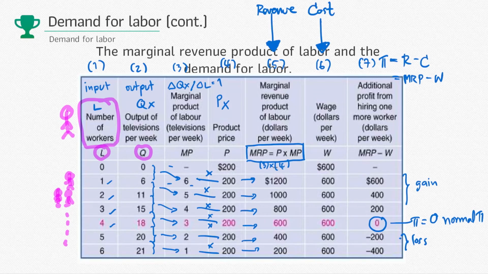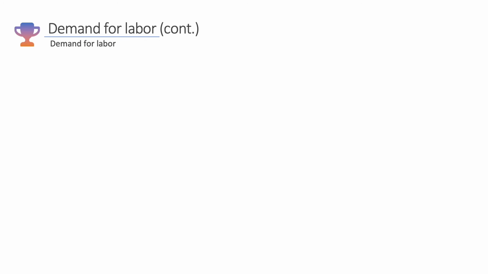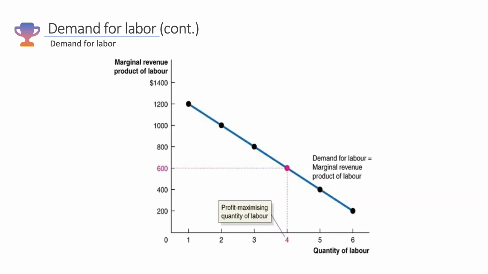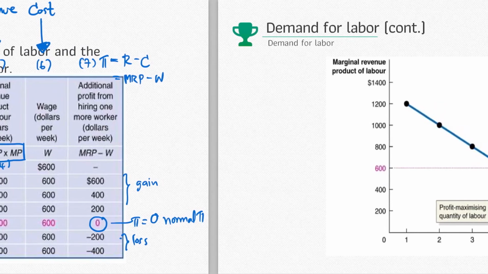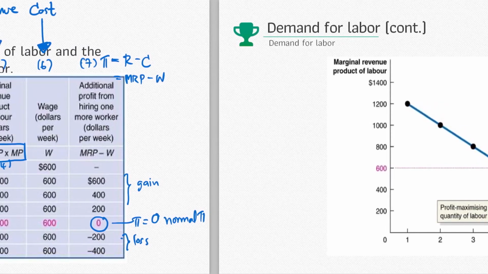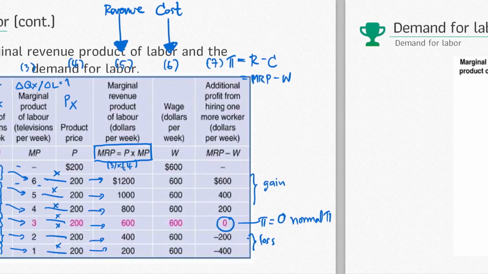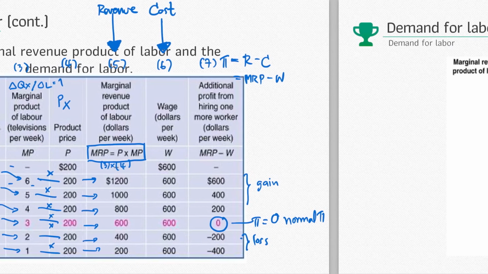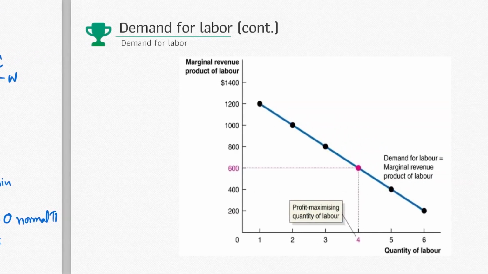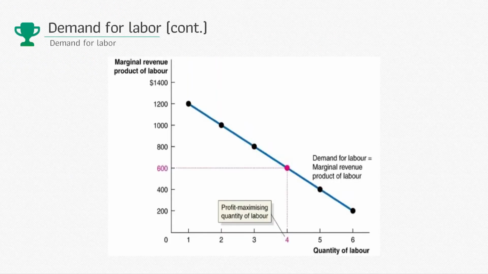And if you pick up the marginal revenue product of labor, where is it? It's column number 5, right? Column number 5 and column number 1, the number of L. To draw this graph, we show the relation between marginal revenue product of labor and quantity of labor. This graph shows the demand for labor. Okay, this is demand for labor.